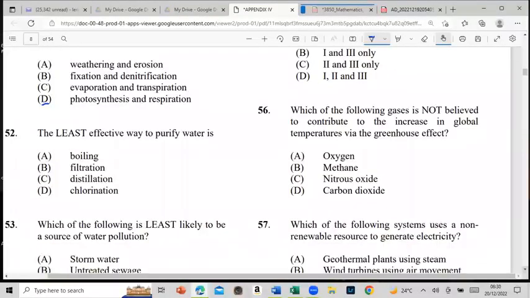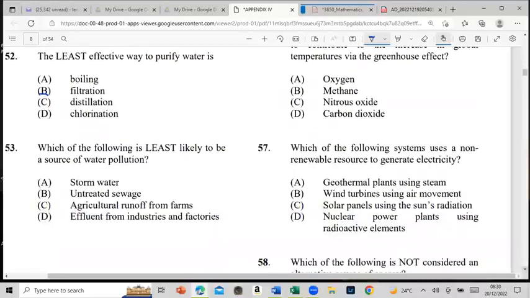The least effective way to purify water is A. boiling, B. filtration, C. distillation, or D. chlorination. And that would be filtration. I prefer boiling though, but you guys prefer what you like.